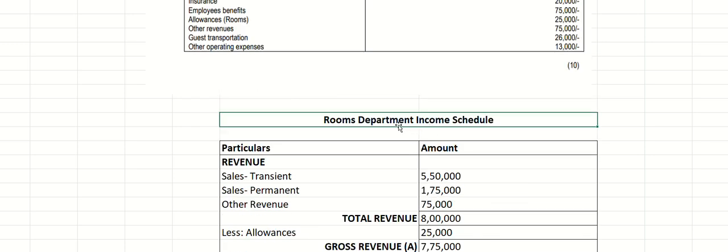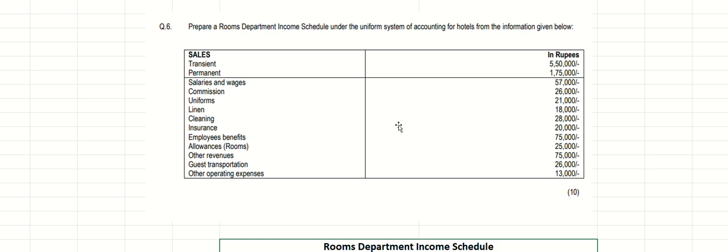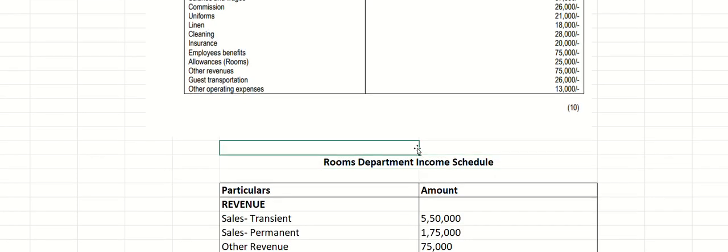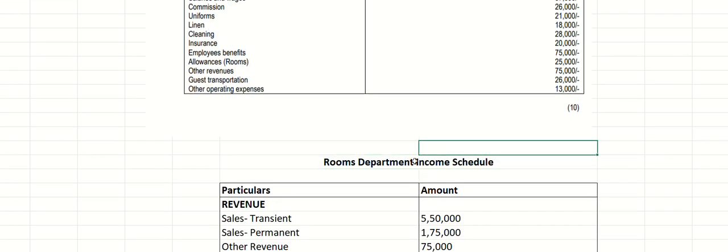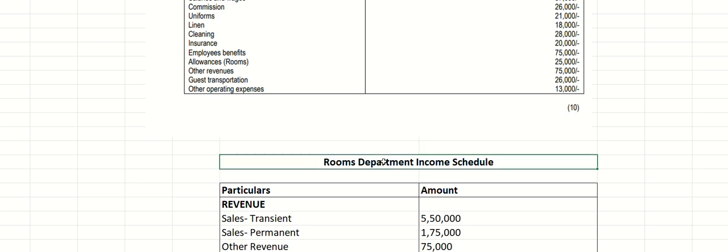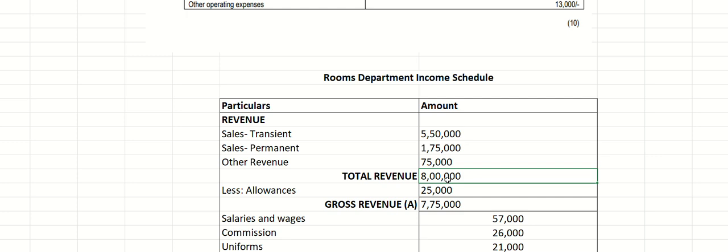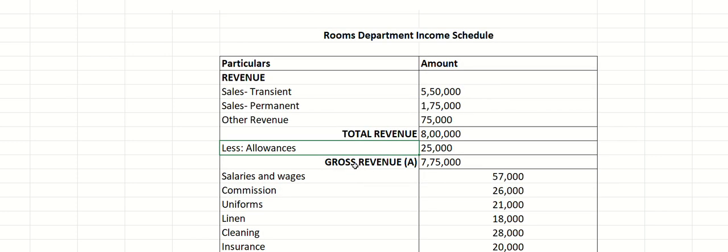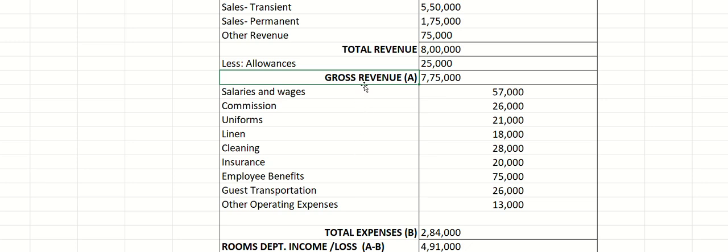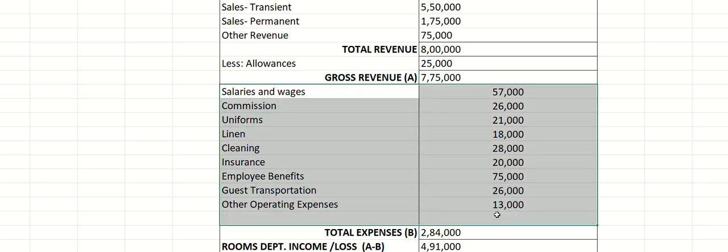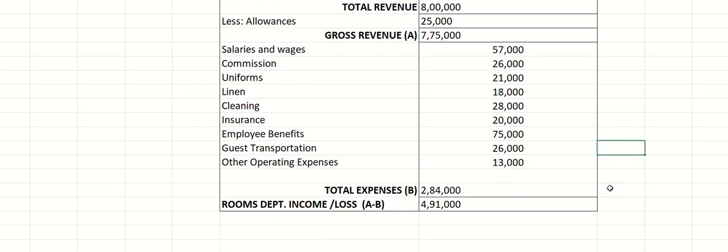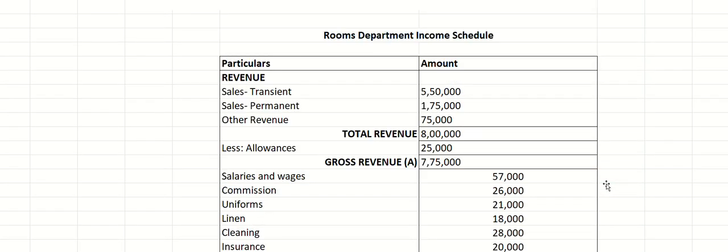Here we have prepared the schedule for the rooms department. Similarly, we can prepare for the F&B department, spa department, or anything related to a hotel. But you should know the basic format: revenue, total revenue, less allowance. Allowance will be mentioned in the question. You will get gross revenue. From gross revenue, deduct all expenses related to the specific department. This is the idea of how to prepare a schedule. Remember, schedule means departmental income statement.